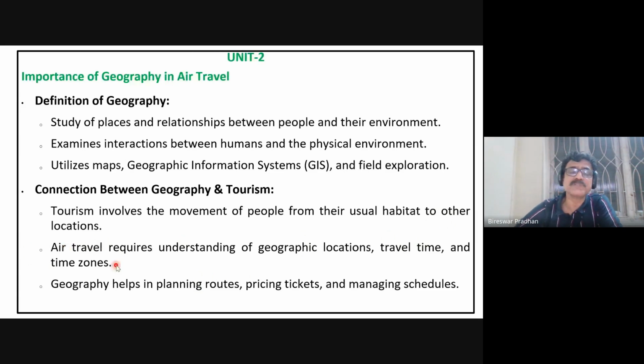Air travel requires understanding the geographic location. If you don't understand the geographic location, it is very difficult to go from one place to another. So geographic location, travel time and time zones are very important in relation to tourism. Geography helps in planning routes, planning and pricing the ticket, distance, and managing the schedule. These are the connections between geography and tourism.